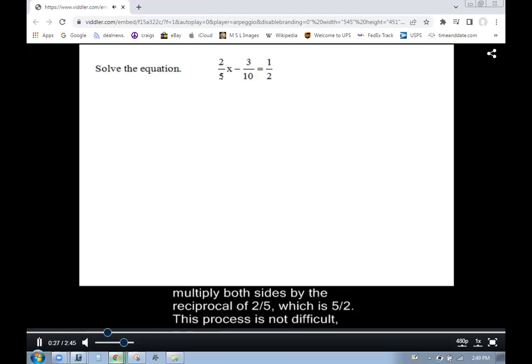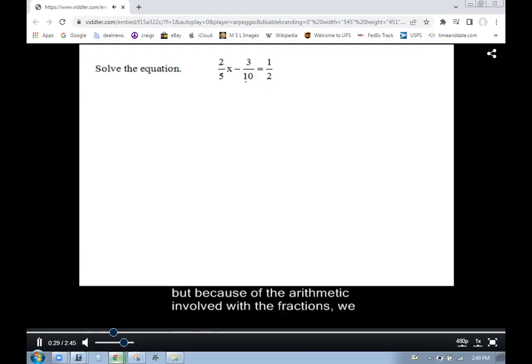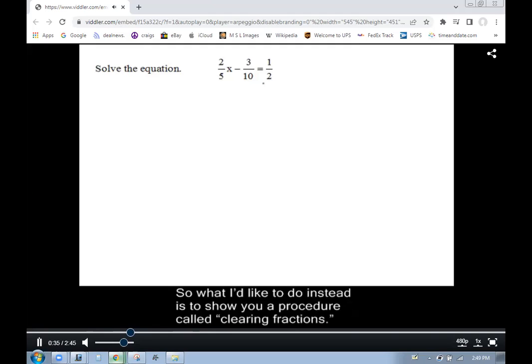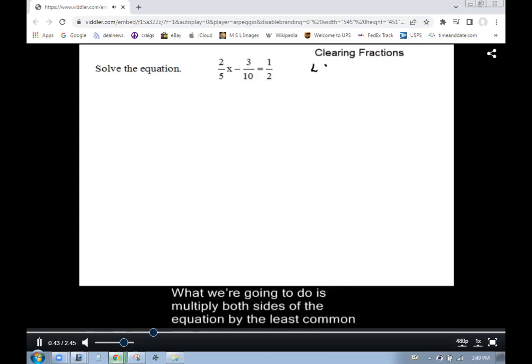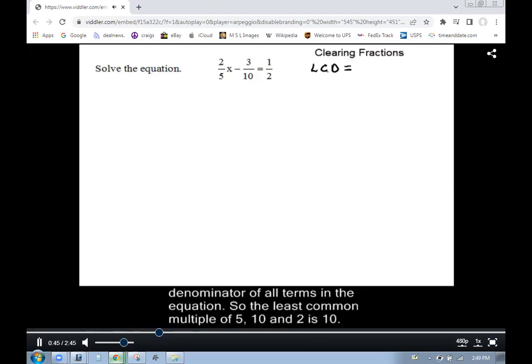This process is not difficult, but because of the arithmetic involved with the fractions, we run the risk of making a computational error. So what I'd like to do instead is show you a procedure called clearing fractions. What we're going to do is multiply both sides of the equation by the least common denominator of all terms in the equation. So the least common multiple of 5, 10, and 2 is 10.